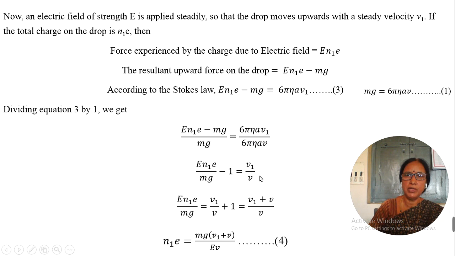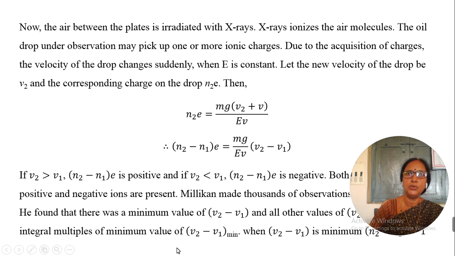Then after performing the calculation, we will get the value of N2E here. So N2E can be written as mg into (V2 + V) divided by E into V. Taking the difference between these two values, we'll get the expression as this one. So if V2 is greater than V1, then N2 minus N1 will be positive. If V2 is less than V1, N2 minus N1 will be negative.